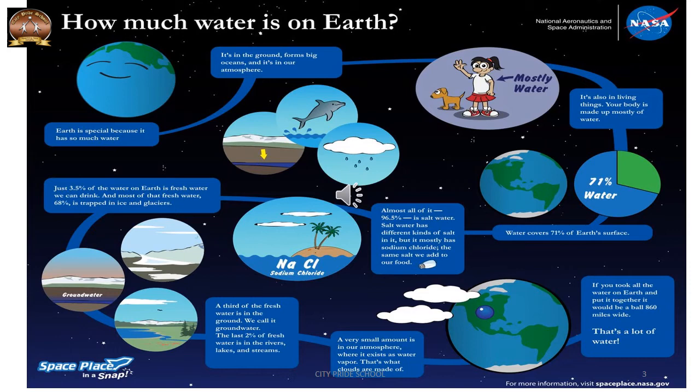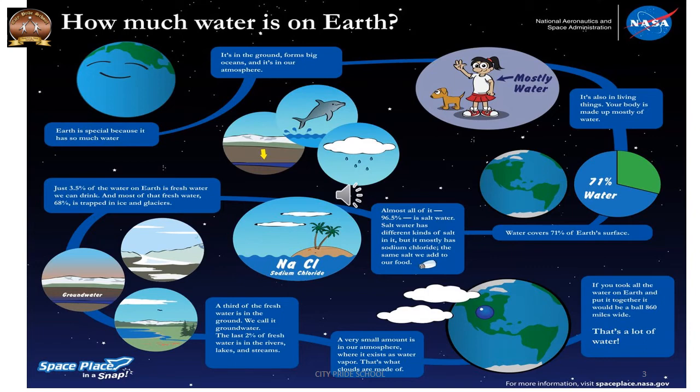So as you can see in this slide, how much water is on the earth is the basic question over here. It's in the ground, forms big oceans, and it is in our atmosphere. Then it's also in living things, as our body is made mostly of water. Water covers about 71% of Earth's surface, and almost all of it, 96.5%, is salt water. Salt water has different kinds of salt in it, but mostly has sodium chloride, the same salt that we add to our food.